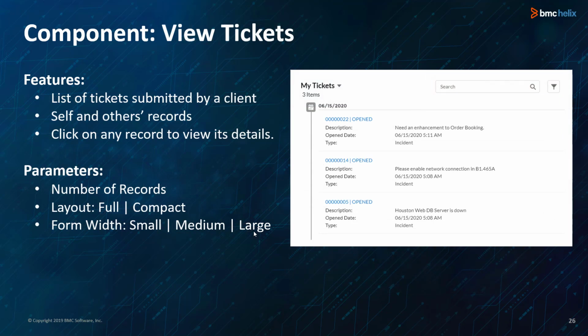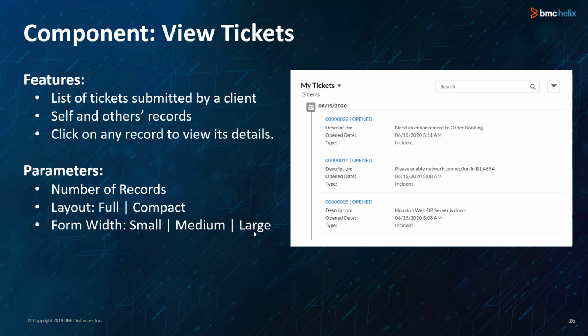The View Tickets component allows you to display tickets submitted by the user. The records are displayed as a feed ordered chronologically. Users can view the tickets they have submitted for themselves as well as for others by selecting from a drop-down. When a record is clicked, its details are displayed.